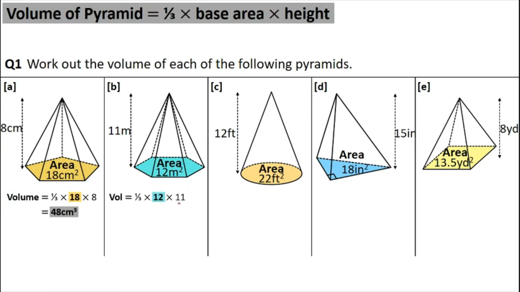1/3 times 12 times 11 gives 44 meters cubed, and that is a hexagonal based pyramid. The next one, the area of the base, which is a circle, is 1/3 times 22 times 12 to give 88 cubic feet. The circle is our base, meaning it only has two faces, just the circle and then the curved surface on here, and you will know the shape better as a cone.